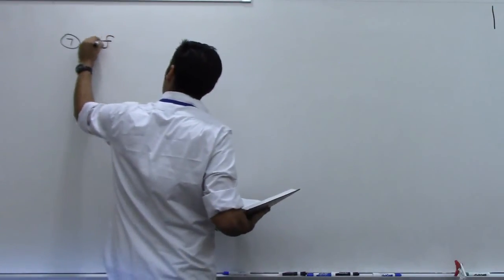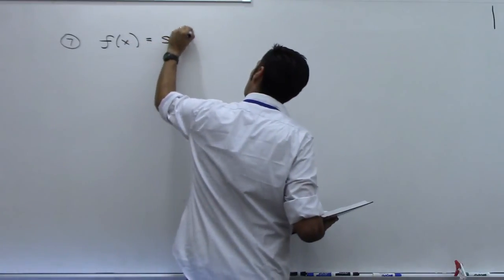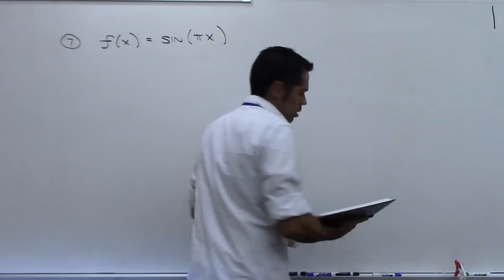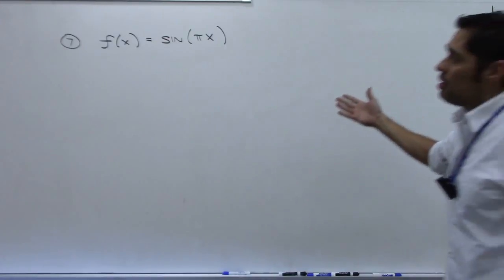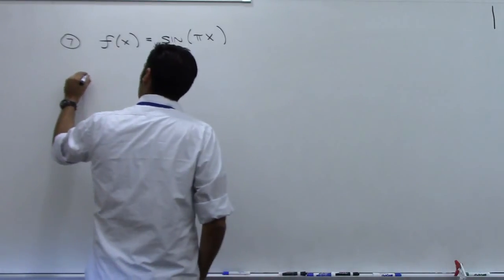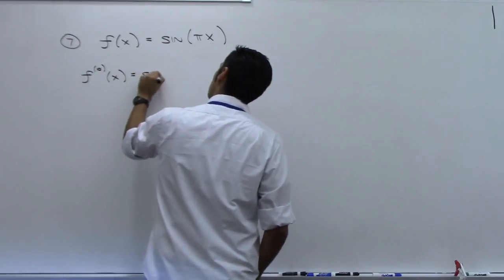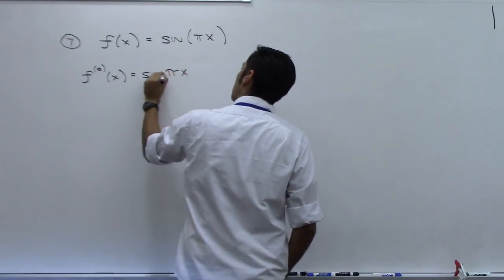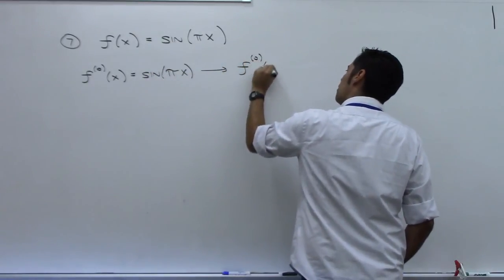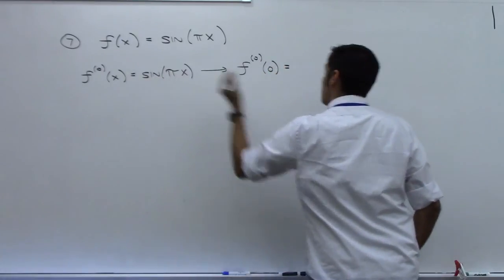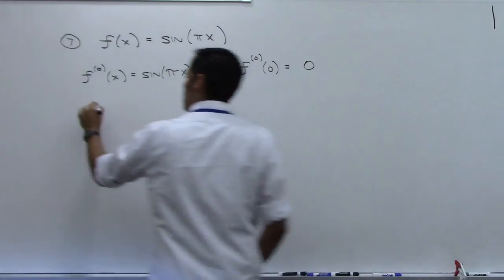All right, f of x equals sine of pi x. Okay, this is going to be interesting. All right, so we should be able to rewrite this. Let's just start taking a look at the derivatives. So the 0th derivative of this function is just the function itself. And if I plug 0 into this, sine of 0 is 0. All right. Now the first derivative.